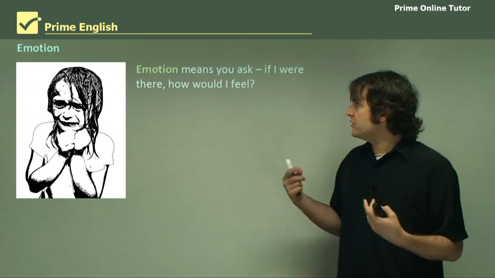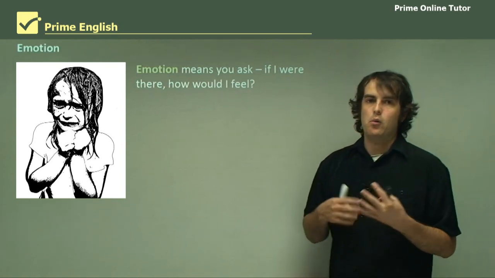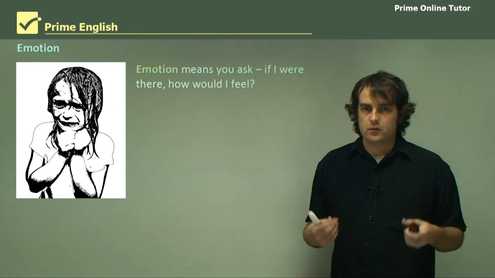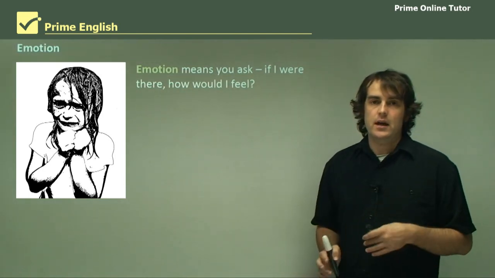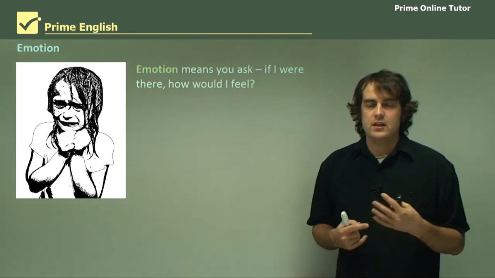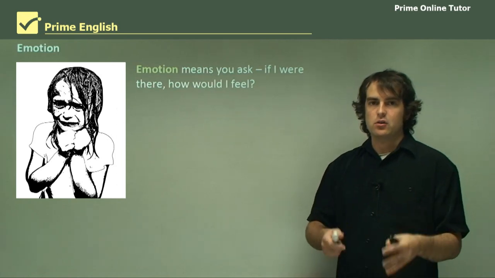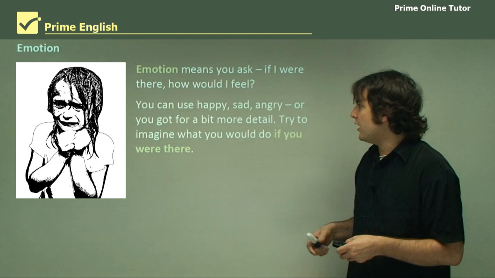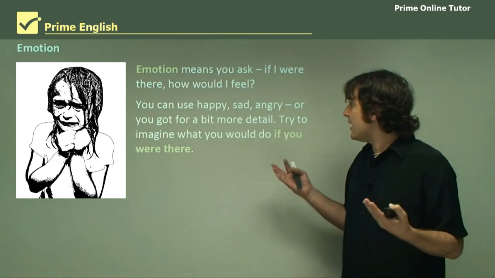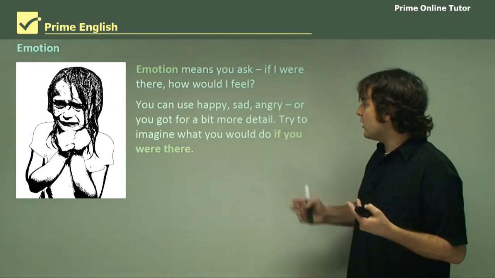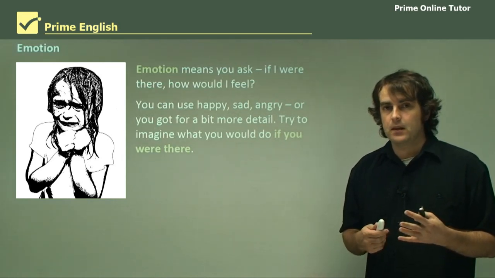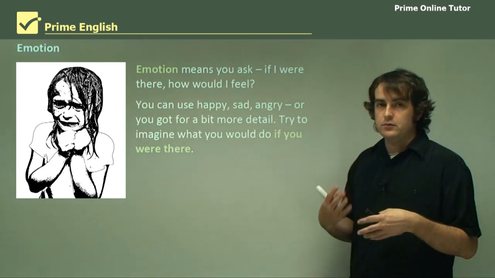Emotion. Now emotion means that you ask, if I were there, how would I feel? So you think about your own feelings and what you would feel like if you were there. And then you would describe it as you pretend to be someone else. So when you're writing about your character and what they're doing, you imagine what it would be like. So you can use something like happy, sad, or angry, that's fine. Or you can go for a bit more detail. So try and imagine what you would do perhaps if you were there. And that's probably the best way of being able to use emotion.